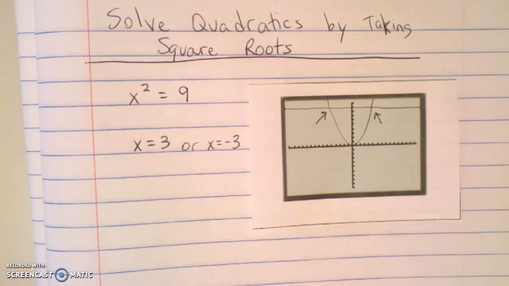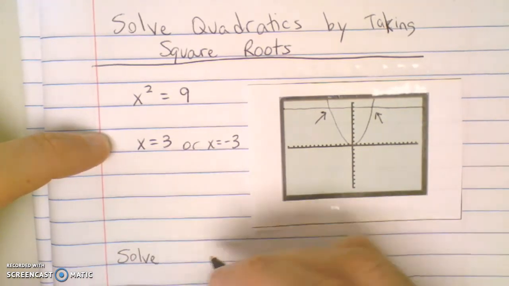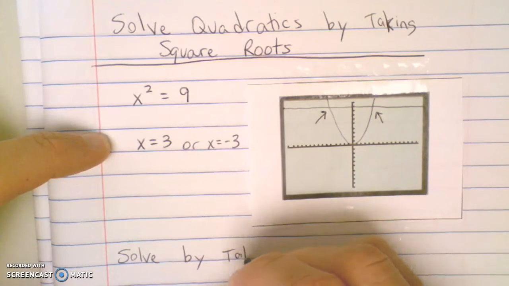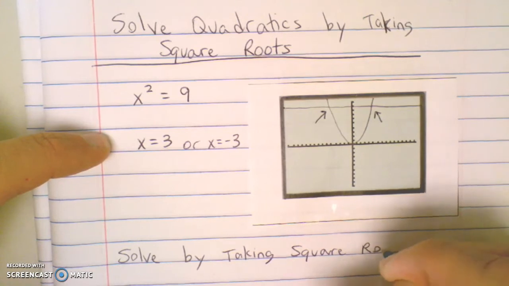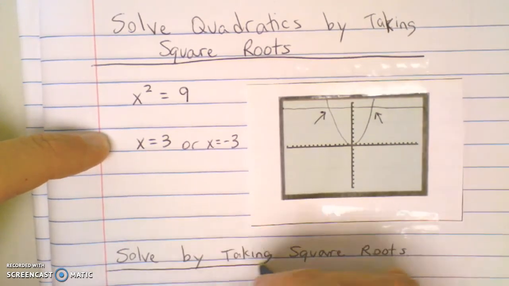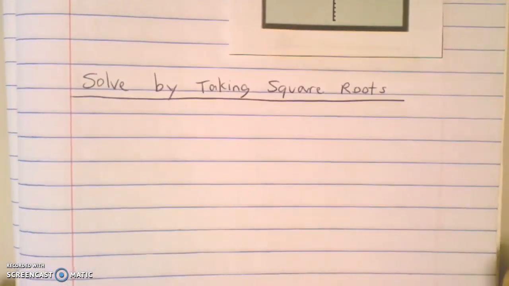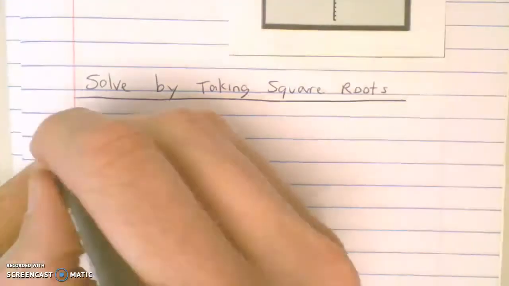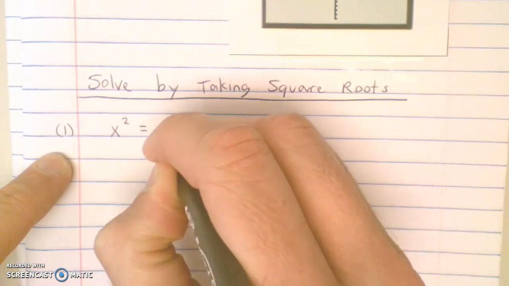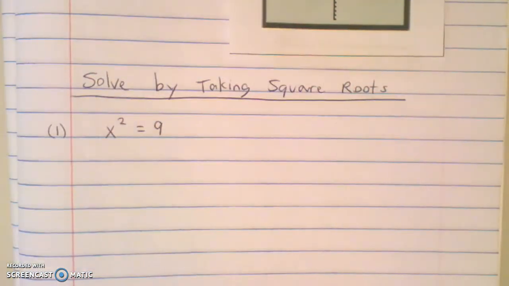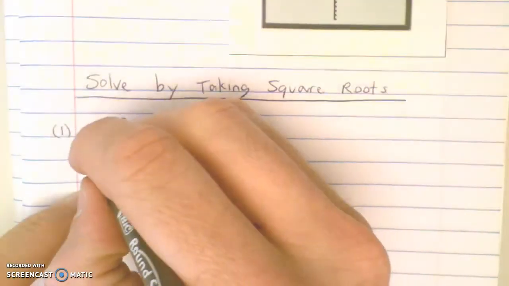So when we're solving by taking square roots, we're going to look at those same equations, but we're going to do them algebraically instead of by graphing. So if I gave you that problem again, x squared equals 9, I know what the answer is already because we solved it by graphing, but I just want to show you how we do it by solving by taking square roots. So remember, square roots is this symbol.